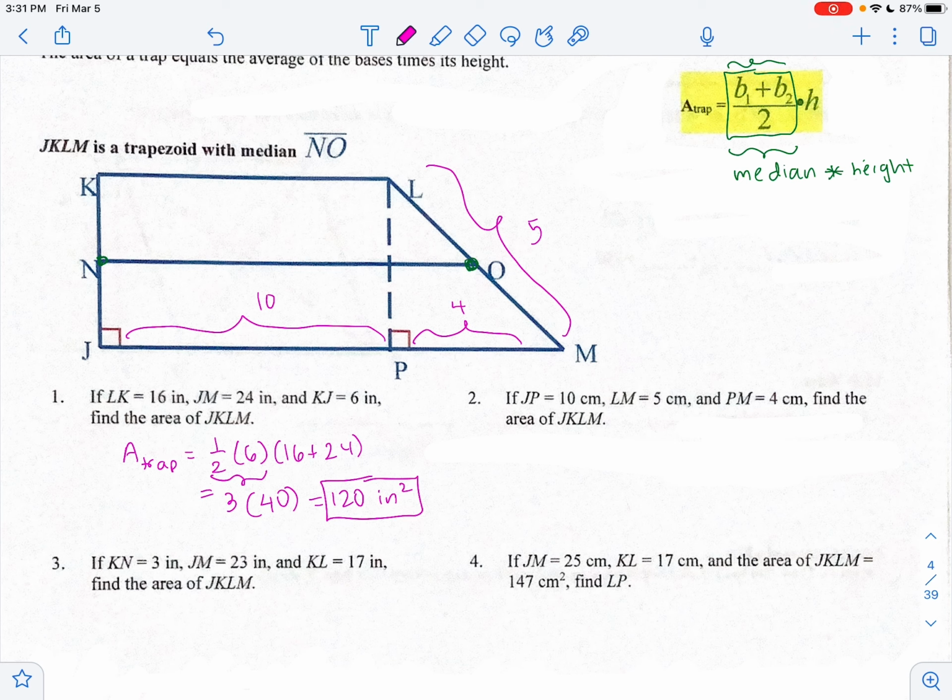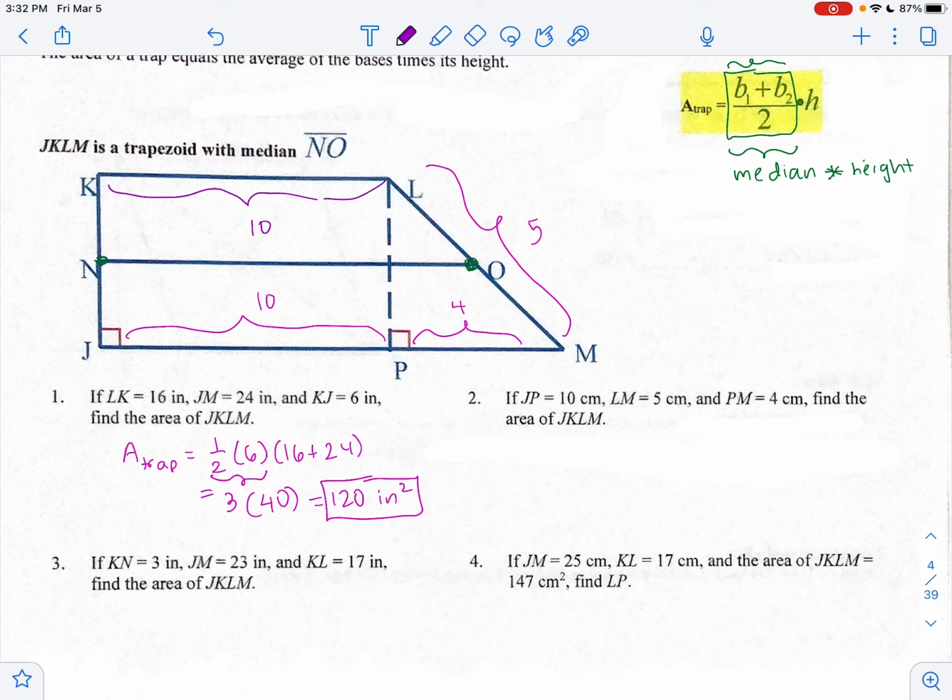Find the area of JKLM, which is the trapezoid. We know part of the information we need, which is the bottom base. We're missing the top base, but we see that the altitude cuts across the bottom base such that it divides the bottom base into 2 segments, 10 and 4. So the top portion of this must be equal to the bottom portion here. Therefore, we can conclude that KL is equal to 10.